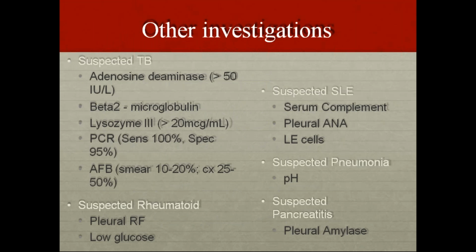As I already said, what are the other investigations? You can do pleural amylase to differentiate whether it is pancreatitis or not. Pleural fluid rheumatoid factor in rheumatoid arthritis, polymerase chain reaction in tuberculosis, acid-fast bacilli, all that. These are not that important to you. If you suspect a particular disease, such as SLE, it's all based on the diagnostic findings. You can do serum complement and ANA levels. You can send them, but it all depends on the type of disease.